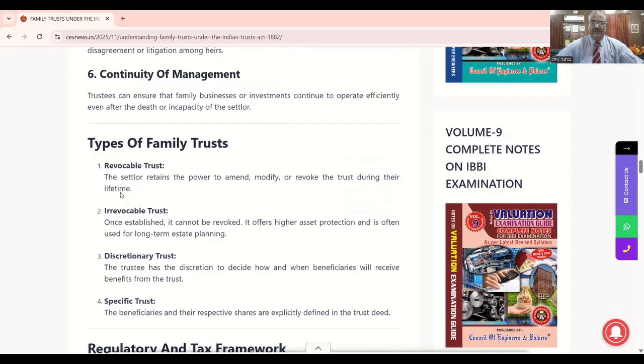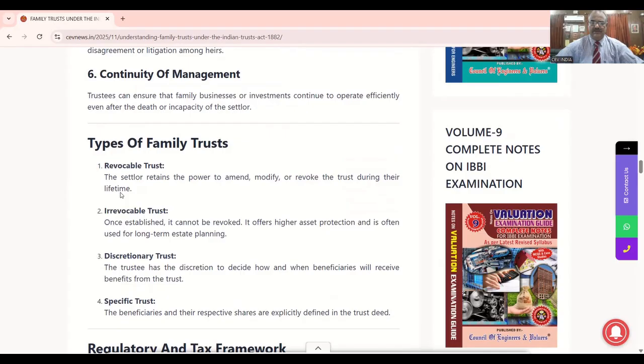It offers higher asset protection and is often used for long term estate planning. ये सबसे ज्यादा सेफ रहता है इररिवोकेबल ट्रस्ट. लॉन्ग टर्म एसेट प्लानिंग के लिए ये हमेशा यूजफुल रहता है और मोस्टली यही यूज होता है इररिवोकेबल ट्रस्ट.